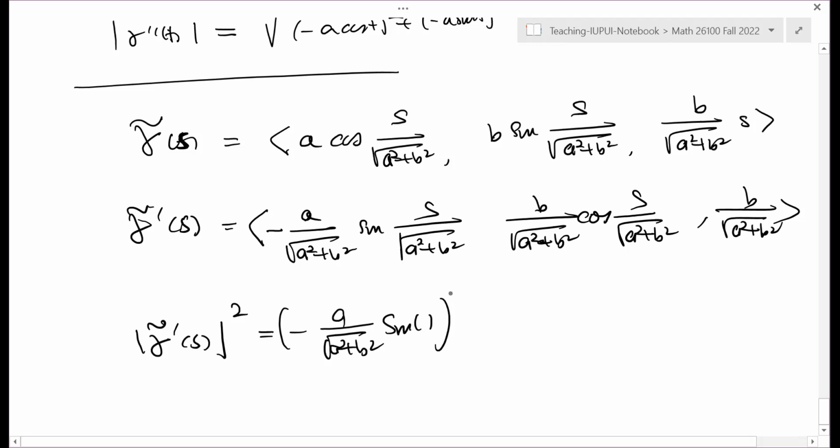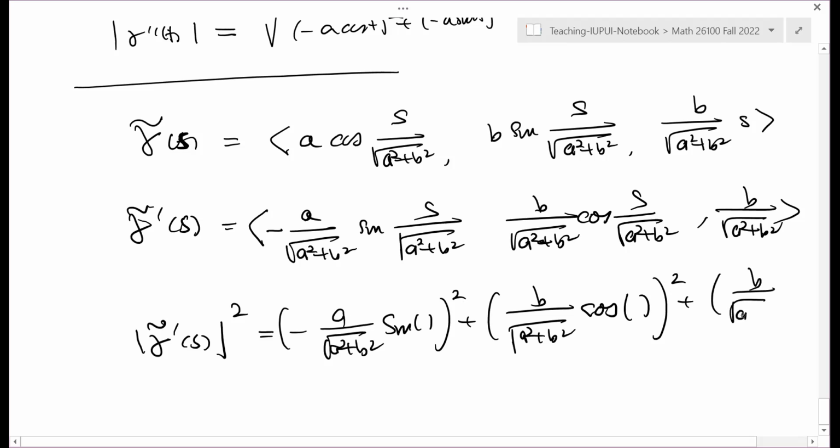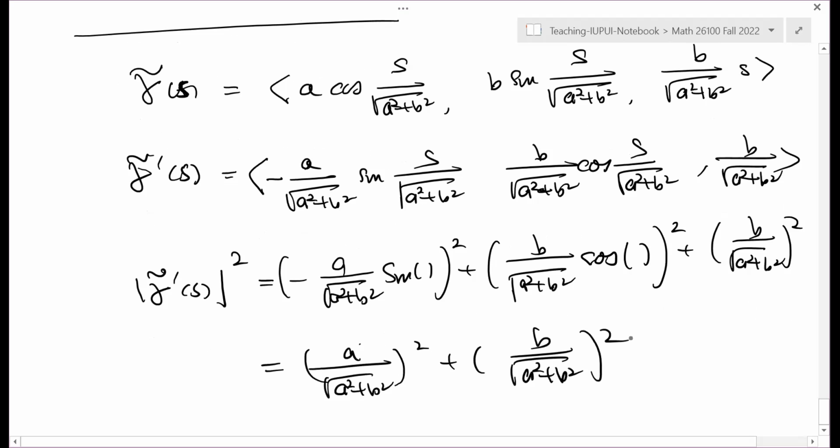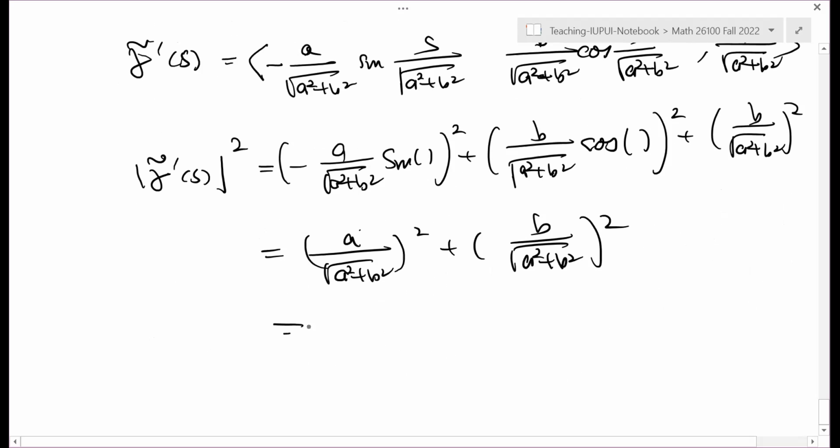The sine squared term and B squared cosine term of theta. So the first part, sine squared plus cosine squared, is always one. So you get A squared and here B squared. Finally, that's the one. You see, that's the reason I have to divide the parameter by the square root. This is called the arc length parameterization.